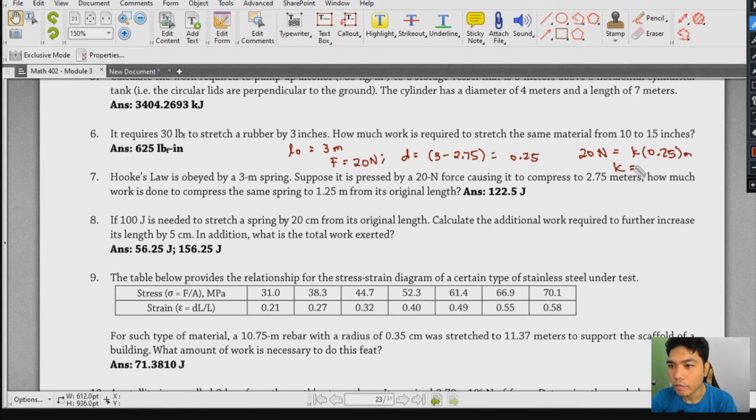So therefore, K would give you a value that's 80. That's 80 Newton per meter. So this is your value of K, and then we can now use the formula for work. So that is the integral from A to B.